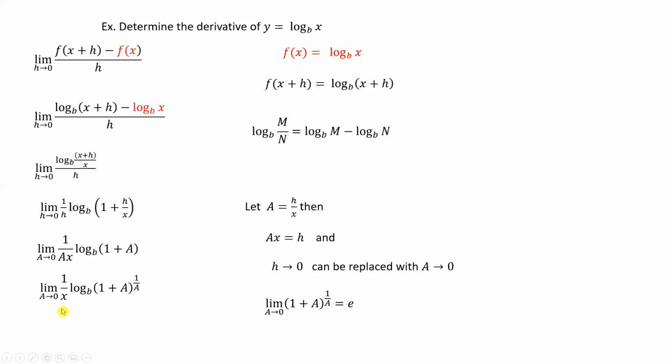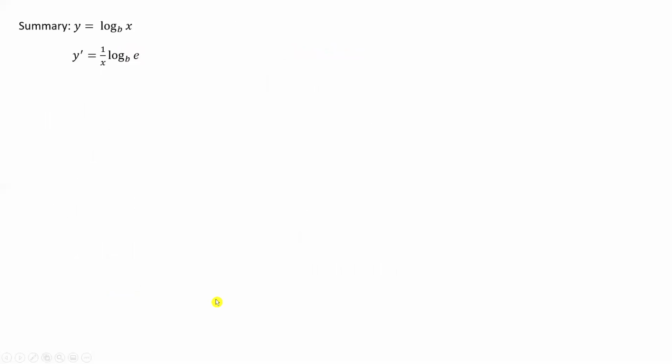So the limit then, as a goes to 0, has no impact on the 1 over x, so that stays 1 over x. Log base b has to stick around. And (1 plus a) to the 1 over a, as a approaches 0, is e. So our derivative is 1 over x, log base b of e, and that's it. Let's look at that again. If you have log base b of x, your derivative is 1 over x, log base b of e.